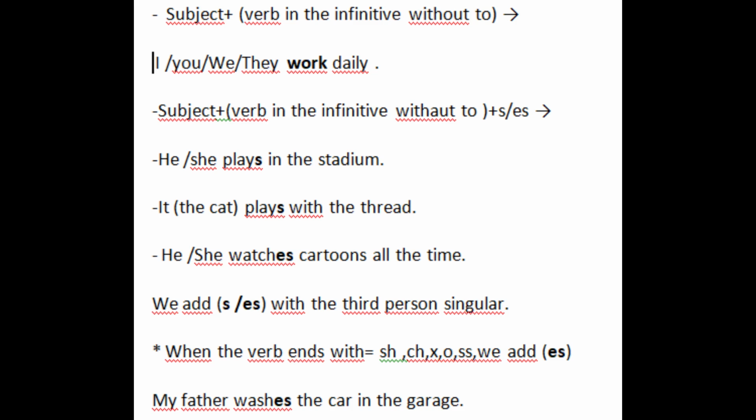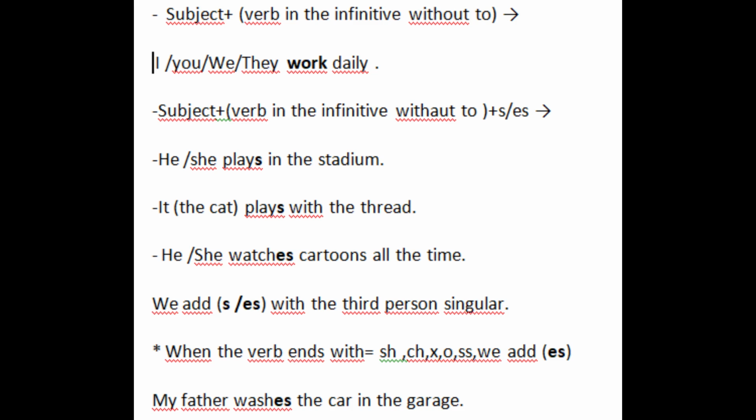the verb in the infinitive, of course without to, plus s or es. For example, he, she plays football in the stadium. He plays football in the stadium. She plays football in the stadium. Another example, it, for example, the cat, it plays with a thread. So here we have the infinitive without to plus s.